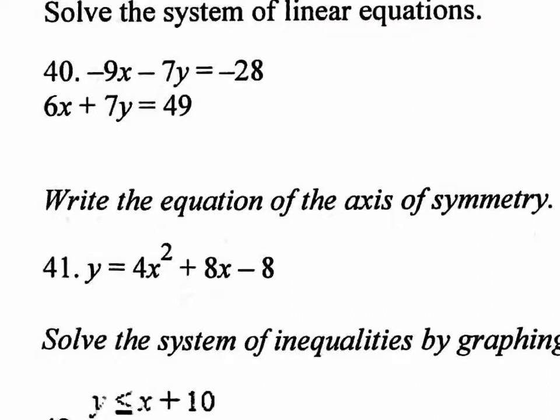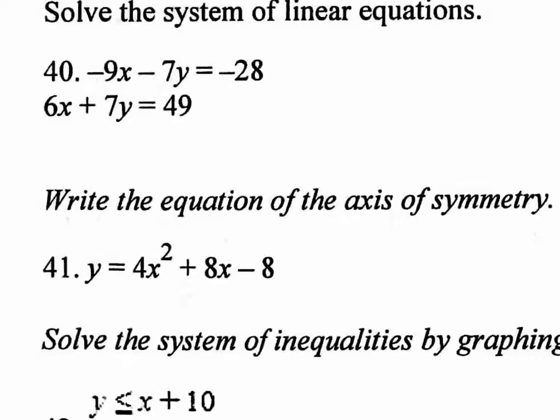Solve the system of linear equations, number 40. The first thing we need to do is make sure that they're lined up. X is on top of x's, y is on top of y's, equal on top of equal, and number on top of number. So I guess this was a typo. This should have been lined up. It looks like this could have been all moved over to have the x's on top of x's, so this thing came out kind of messed up.